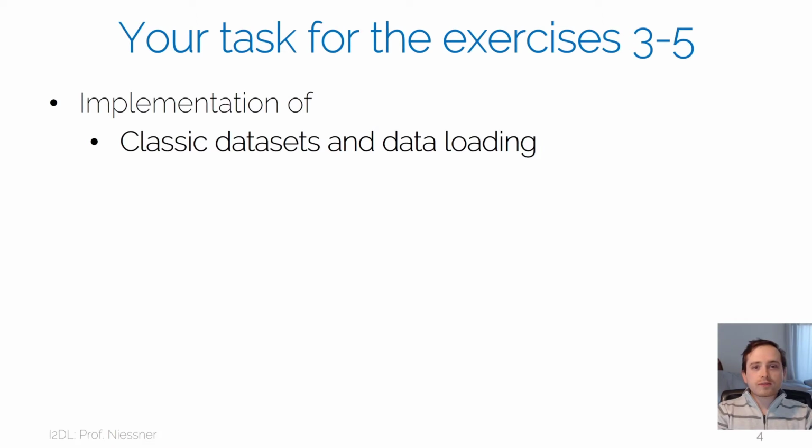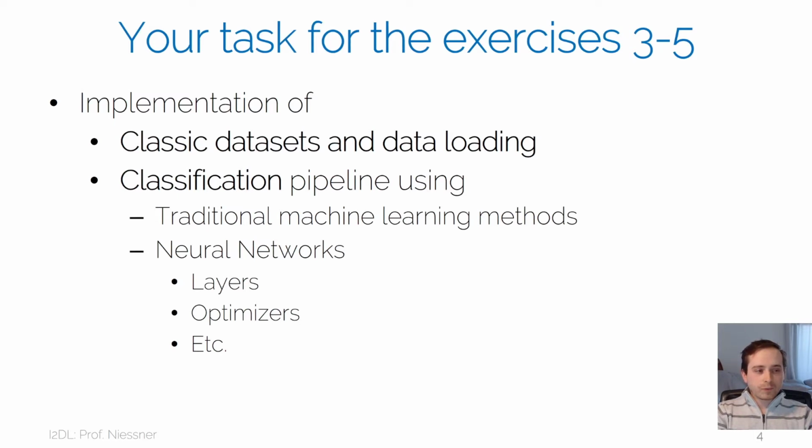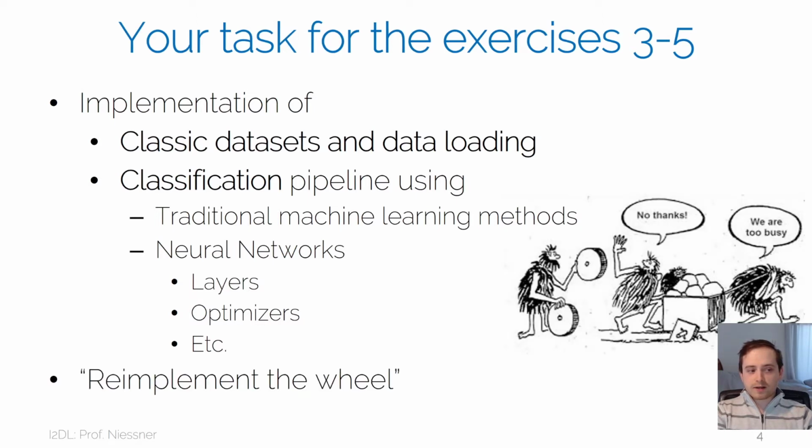So in general, exercises 3 to 5 are about re-implementing all the boilerplate code for training neural networks. So we will implement classes for datasets and classes to load these datasets into the model. We will implement a classification pipeline. We will start with standard machine learning models that are not deep, and then we will start implementing neural networks by adding layers in a modular way. And we will implement optimizers to train these networks. So that's what we mean by re-implementing the wheel.